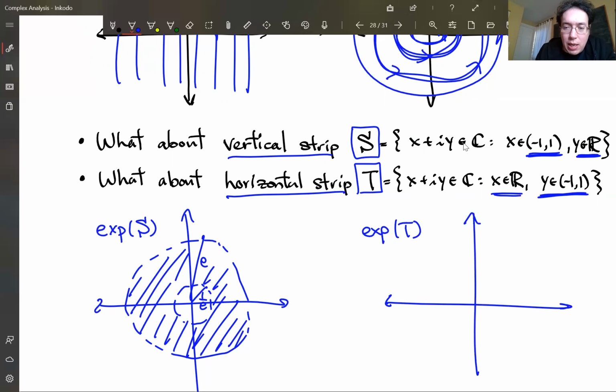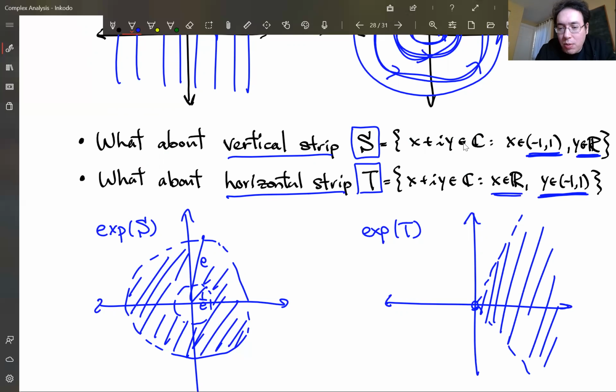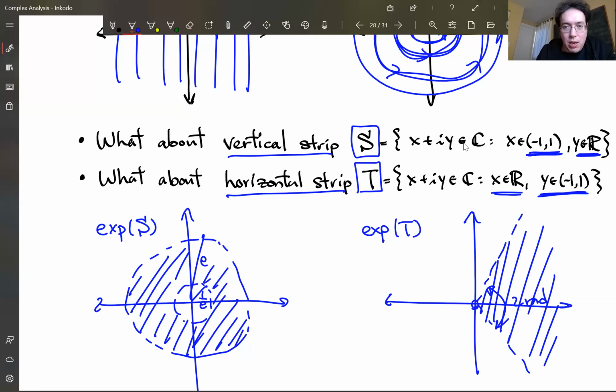As far as the image of T under the exponential function, the angle is restricted between radian 1 and -1. And the modulus could vary anywhere from 0 up to infinity. So we're going to get a cone like this. And that's what the horizontal strip T would look like. Okay, this would be 2 radians.